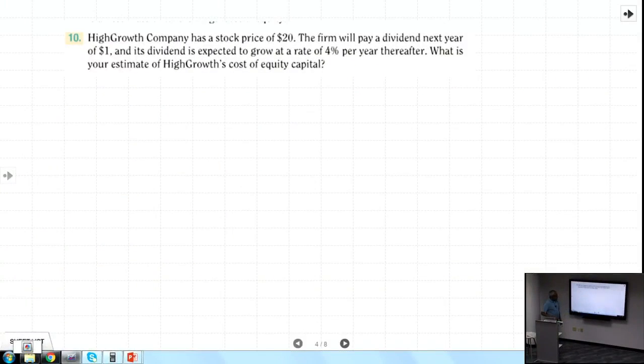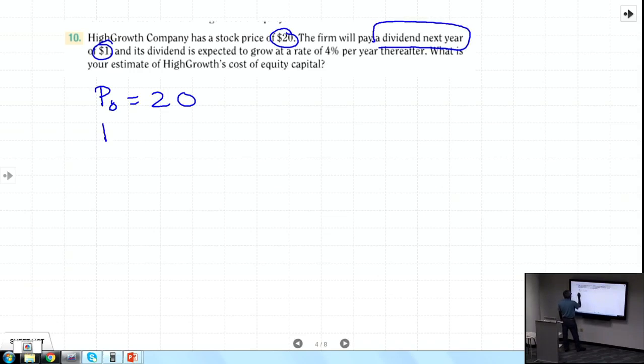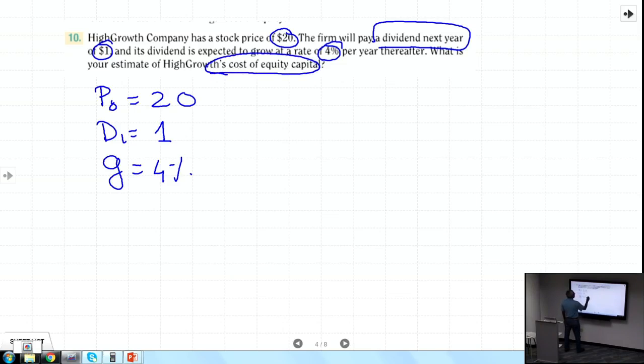Okay, let's take a look at problem number 10. We have over here stock price, so P0 is $20. The firm will pay a dividend next year. So the key is dividend next year. So D1 is $1. Expected to grow at 4%. G is 4%. What is the cost of equity?